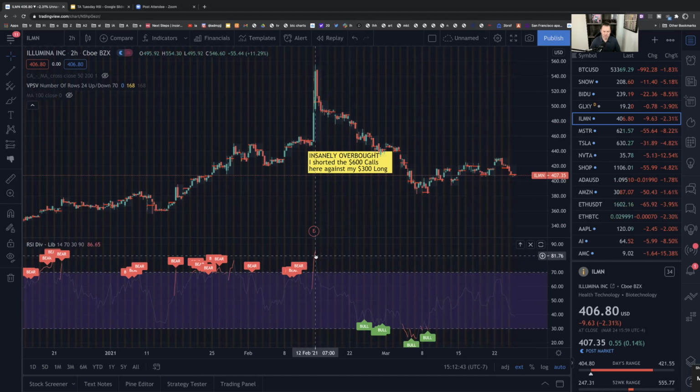But I want you to know the important lesson from this chart is when this RSI had a historical high of 85, 86, then you know it's completely overpurchased. And then you can think about entering a short position.